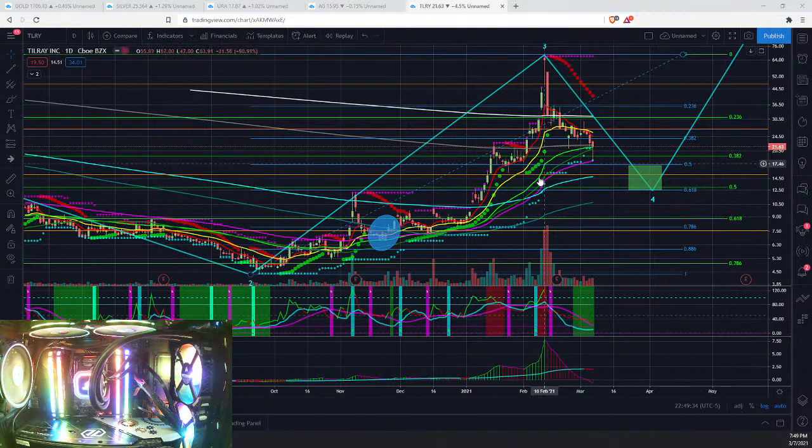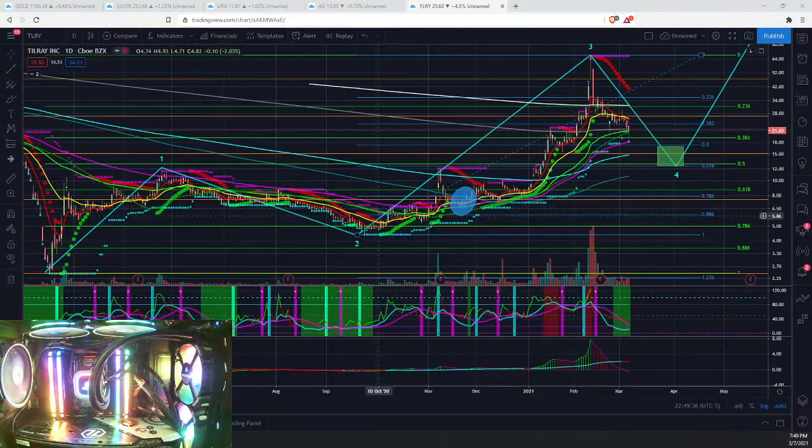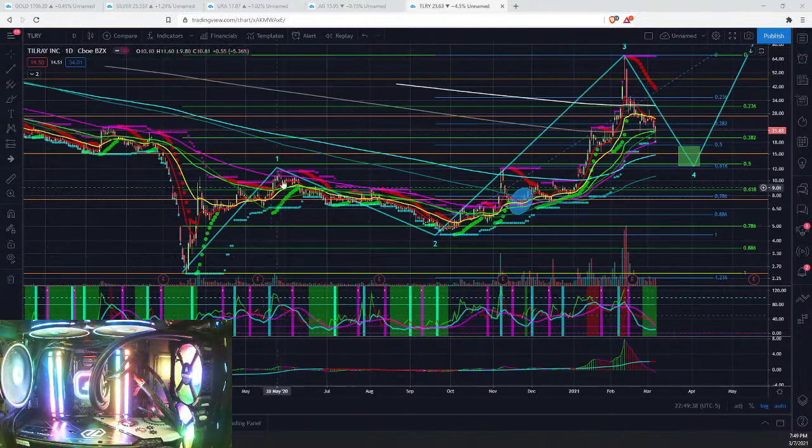Where are we going to come back down to? Well, based on fib retracements, if that was our 1, here's our 2. That was our 3. Here's our 4. The 4 can't come down lower than the 1 by more than a wick on a long time frame.